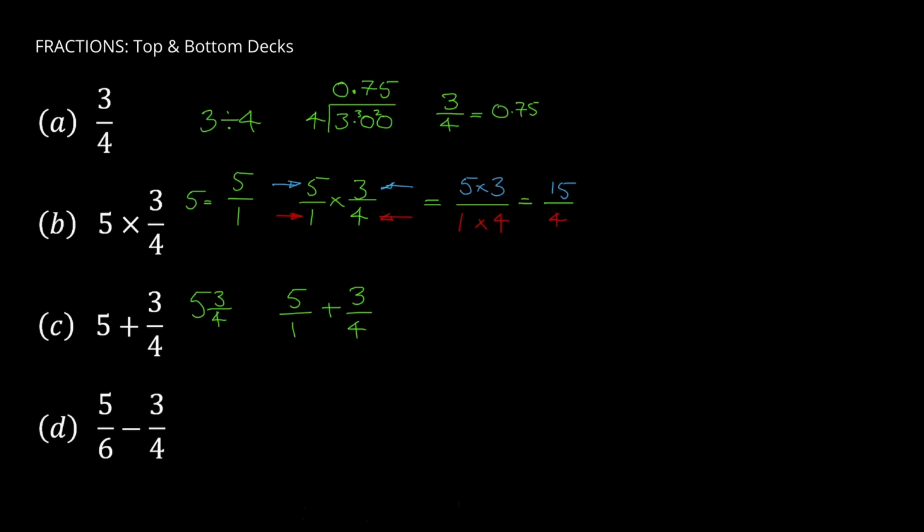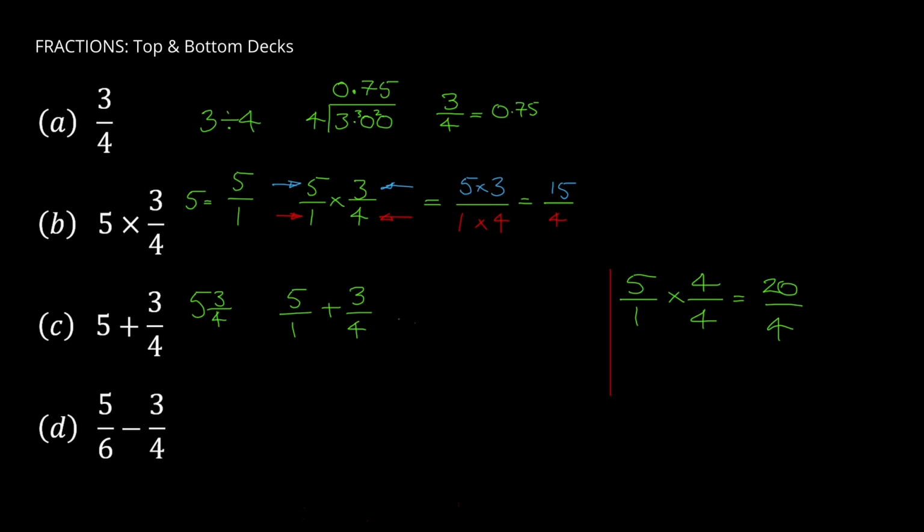Now that we can't directly do until we get both terms on a common denominator. So to get 5 over 1 up to something over 4, I have to multiply both top deck and bottom deck by 4. Effectively, I'm multiplying by 1, but it's a special 1. 4 over 4 is 1, but it's expressed as 4 over 4. Now using our top and bottom deck separate rules, we've got that to be equal to 20 over 4.